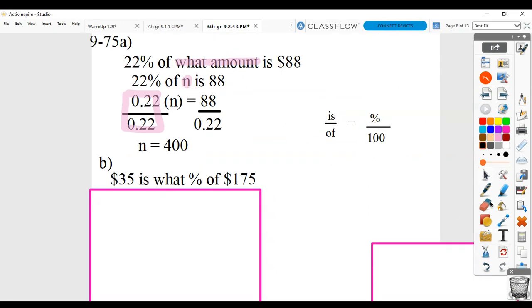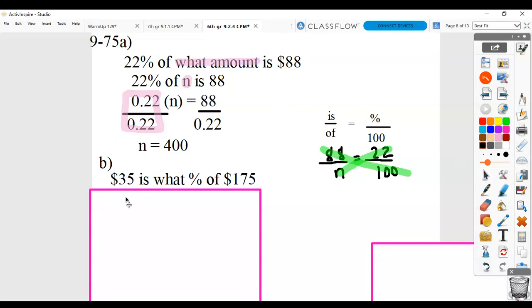But your is would be the 88. Your of would be the n, because that's what we don't know, of what. And your percent would be 22 over 100. So you would take 88 times 100, because again, this is cross products, equals 22 times n, divide by 22, and again, you'd get your 400. So you could set it up proportionally, or you could set it up algebraically. In either case, you're going to get the same answer.